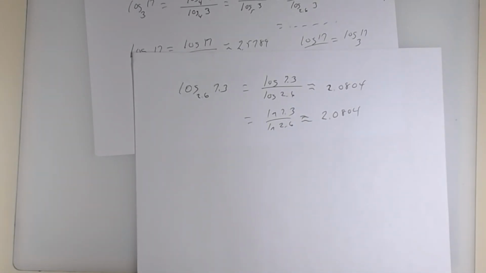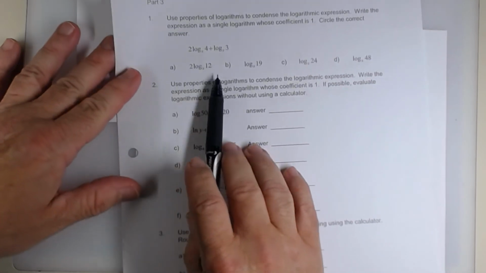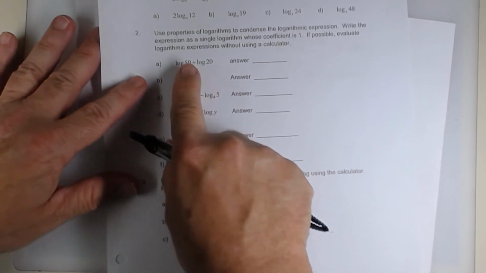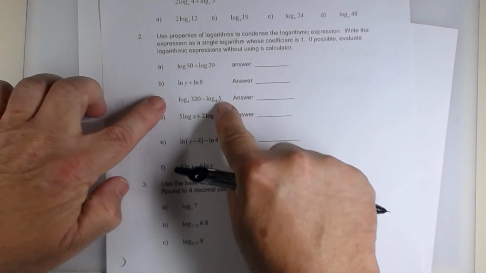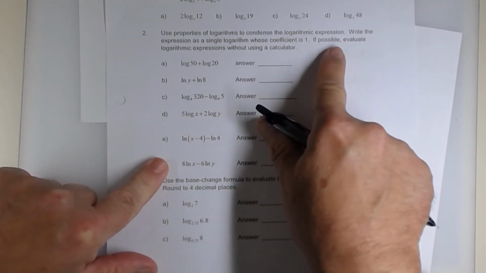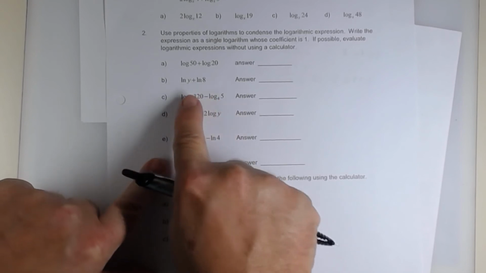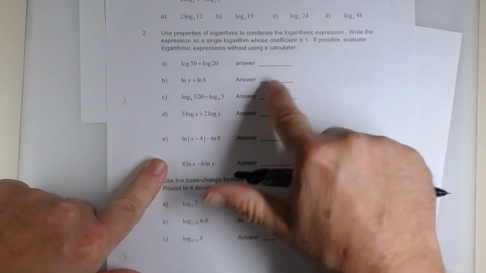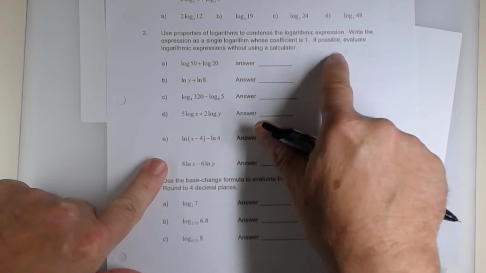So on the worksheet 4.2 part 3, you should be able to do all this now. This was multiple choice, so pick the correct answer. And then here it says use properties of logarithms to condense. So just put the answer here. And notice that if possible, evaluate without using a calculator. So letter A and letter C, you can go further without using a calculator.